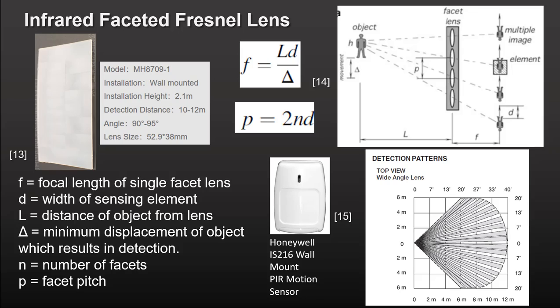To determine the focal length of any single facet of the lens, you use the formula F equals LD divided by delta. We're using the diagram in the upper right corner. D equals the width of the sensing element, L equals the distance of the object from the lens, and delta equals the minimum displacement of the object. Then the facet pitch P is given by P equals 2ND, where D equals the width of the sensing element and N equals the number of facets.